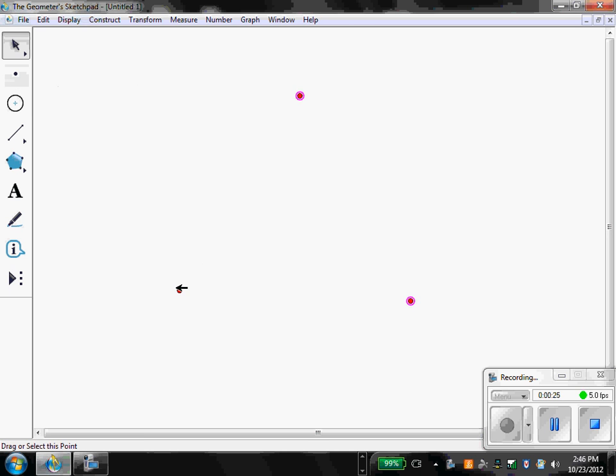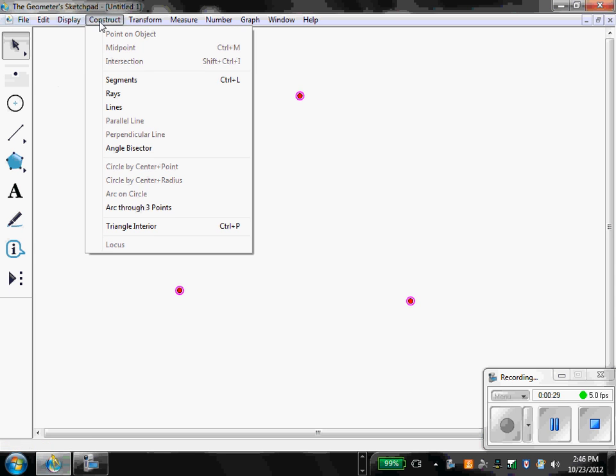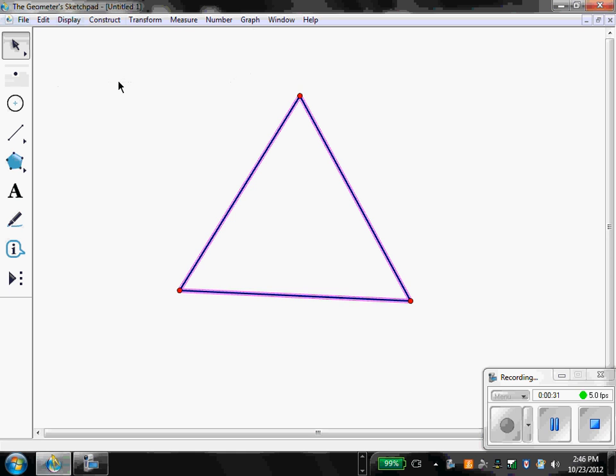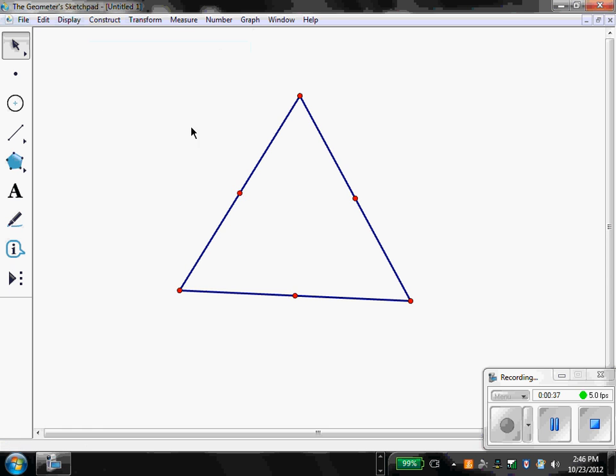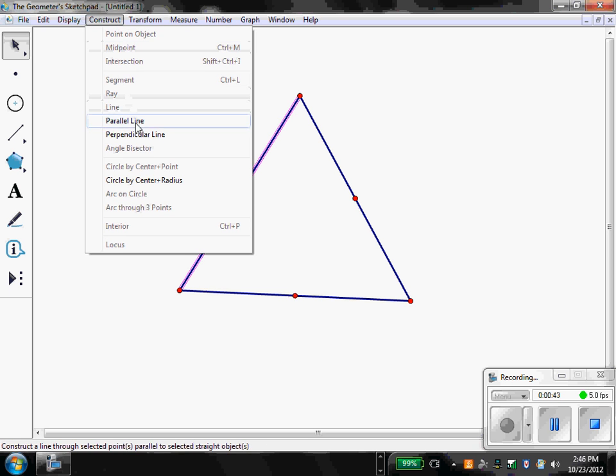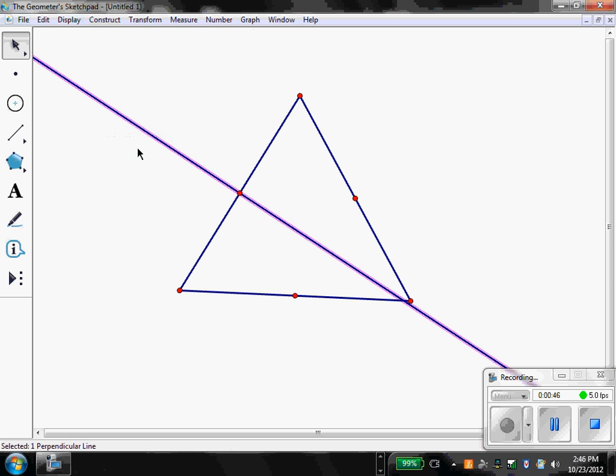And I want you to make perpendicular bisectors of each side. So construct the segments and then construct the midpoints of each segment. If you highlight a midpoint and the segment and then construct a perpendicular line, it will be the perpendicular bisector. And so we want to construct all three of those.